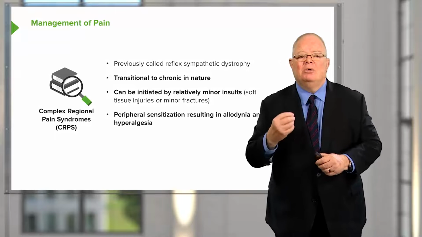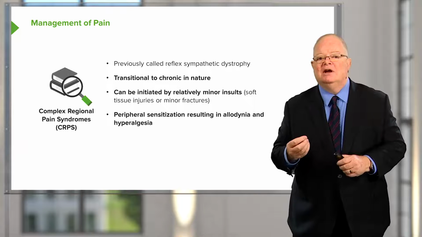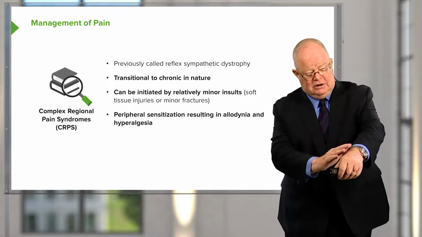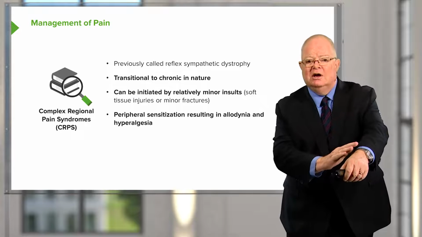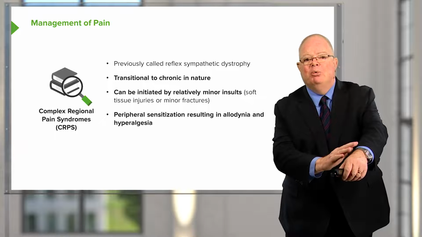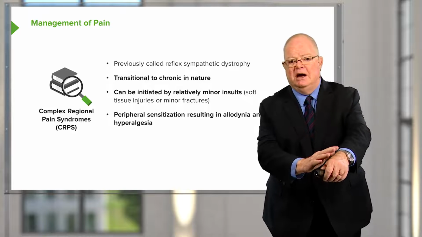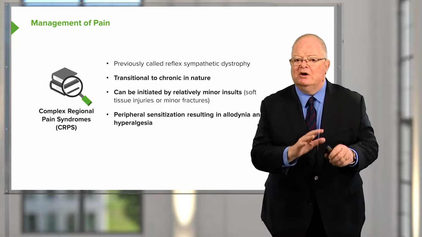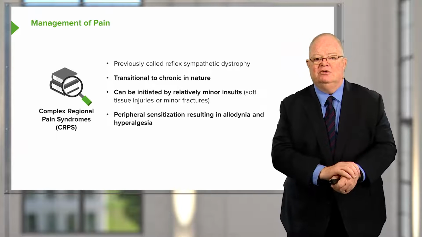And it's caused by peripheral sensitization resulting in what's called allodynia and hyperalgesia. So allodynia is the condition in which barely a breath of air causes severe pain. And hyperalgesia is pain that's much more extreme than the injury seems to indicate. So complex regional pain syndromes can be associated with very minor injuries.